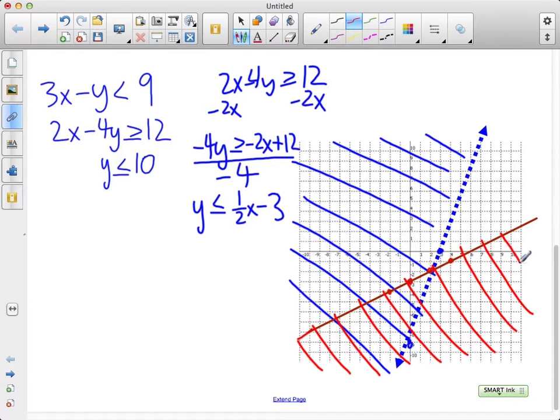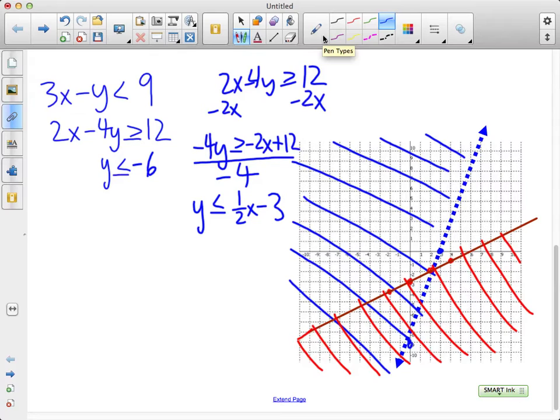But I'm not done yet. I am going to change my original problem a little bit, because less than 10 means I shade the whole graph. Say this is less than or equal to negative 5. Negative 6 even. y is less than or equal to negative 6. So I have one more line to graph.